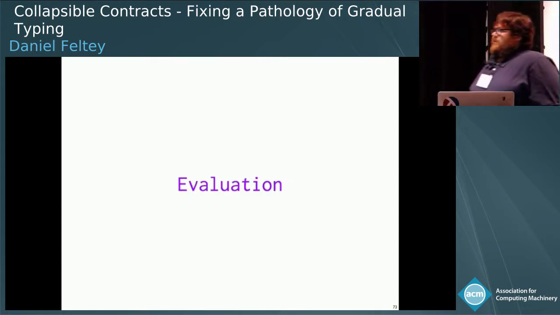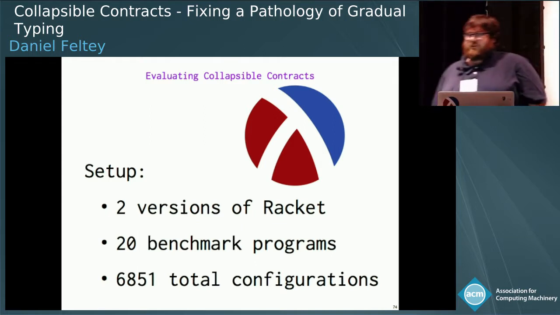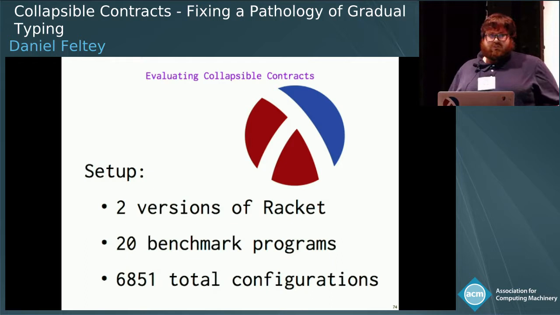So now let me talk a little bit about our evaluation. We've implemented collapsible contracts in Racket. And for our evaluation, we are comparing two versions of Racket: a slightly modified version of Racket 6.12 with some contract-related fixes, and then that version of Racket extended with support for collapsible contracts. We have 20 different benchmark programs, which account for almost 7,000 different of these partially typed configurations.